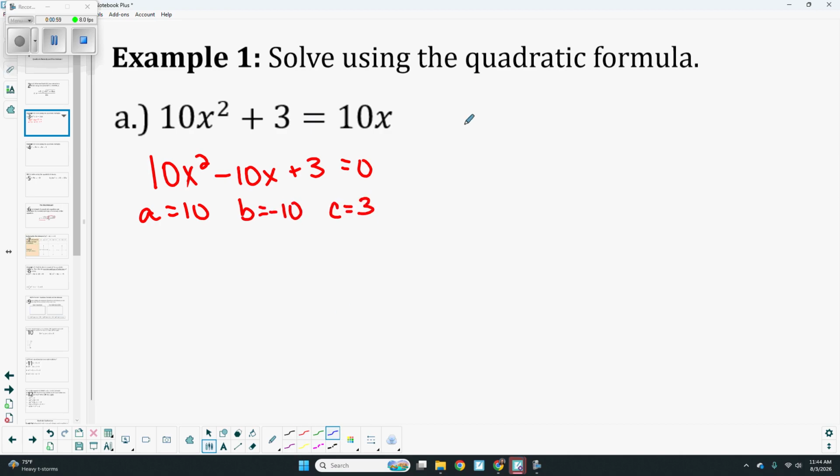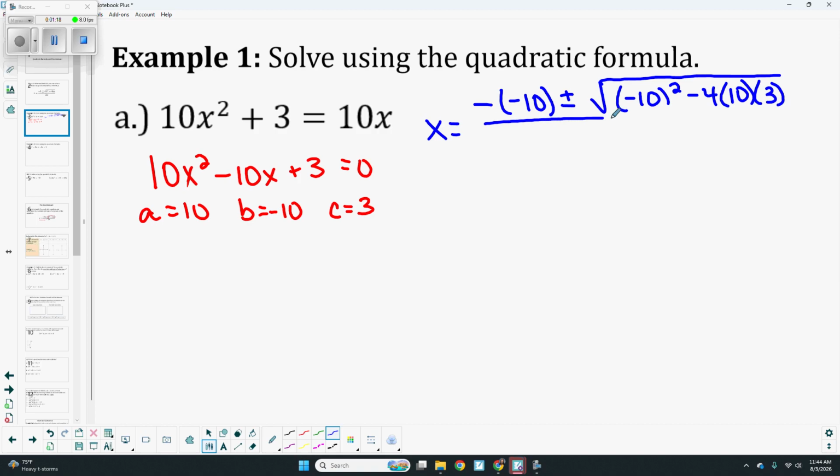So we're going to go in, I'm going to say x is equal to the opposite of b, plus or minus the square root of b squared minus 4 times a times c, and the whole thing is over 2 times a.